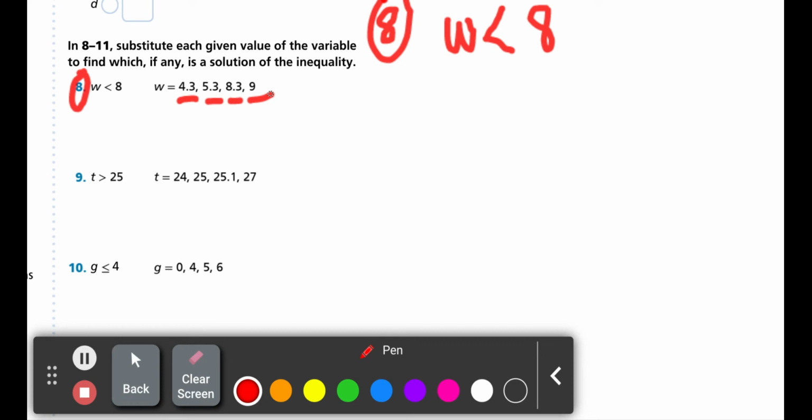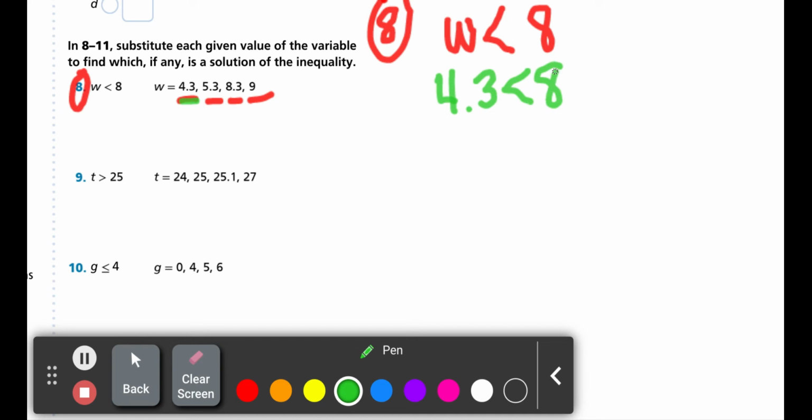So we could plug in 4.3. We'll have to plug in 5.3. We'll have to plug in 8.3, and we'll have to plug in 9. And we're going to see which values for the variable are solutions, which values make the inequality true. So let's start by plugging in that 4.3. So 4.3, I'm going to use that same sign and bring down the 8.